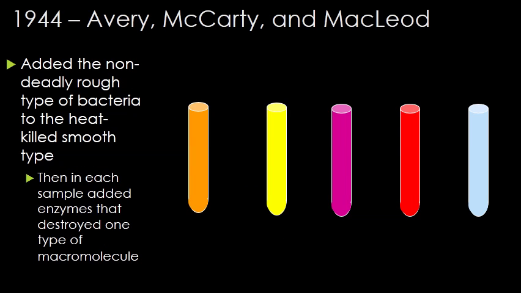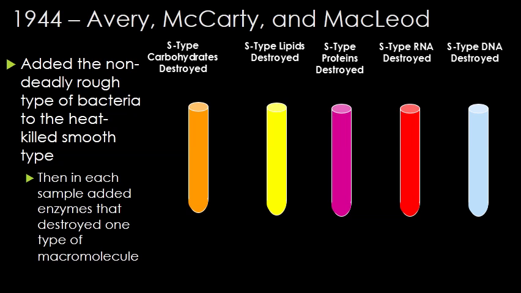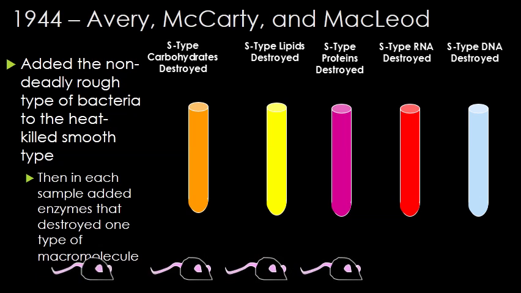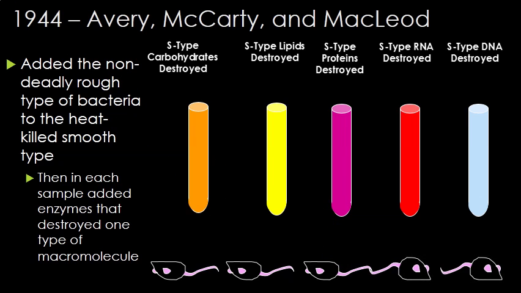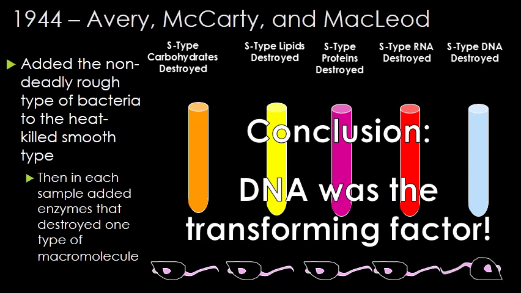Then 3 scientists came along in 1944 and tried to modify Griffith's experiment. They took the non-deadly rough type of bacteria and they mixed it with the heat-killed smooth. And then they put it into something where each of the vials had a very particular thing destroyed. So when they had all of their bacteria sources mixed, they injected each of the mice with the varying combinations and determined that, well, they still died, except when the DNA was destroyed. That mouse lived. So their conclusion was that DNA is the transforming factor. They didn't take it far enough and say, okay, DNA is the carrier of genetic information. The only step they said was that DNA was the one thing that did the transformation that Griffith had determined.